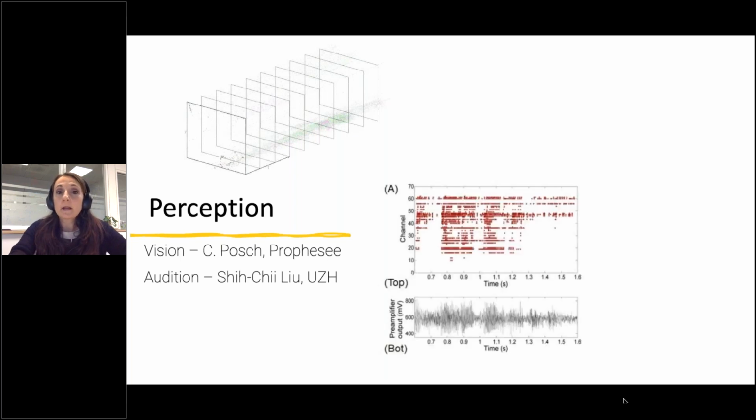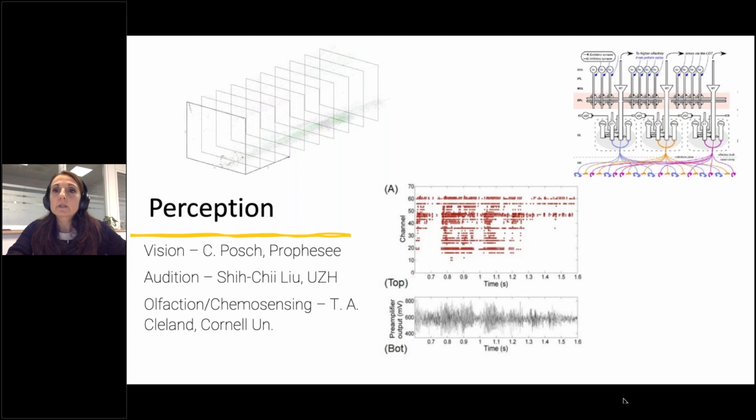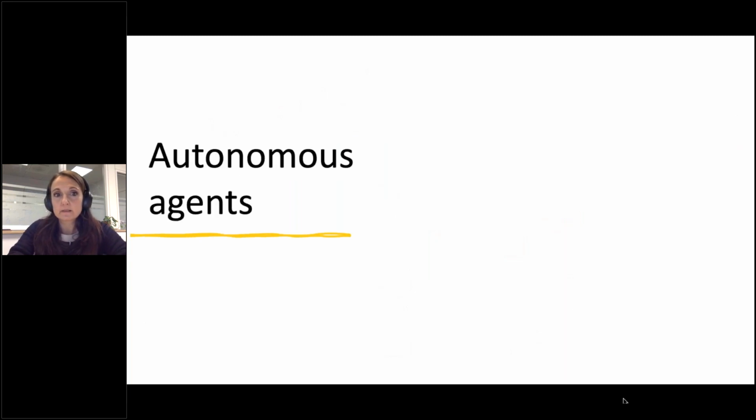The same applies for audition. So here we have cochleas that basically transform the auditory signal into spikes, and the same applies also for olfaction. So the idea here is really understanding from the brain, having efficient encoding, and then devising methods to use these signals to gather information for the behavior of autonomous agents.